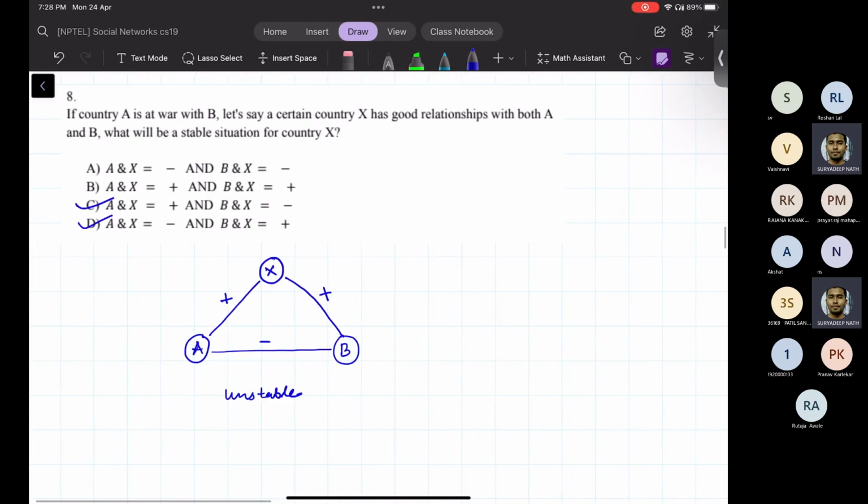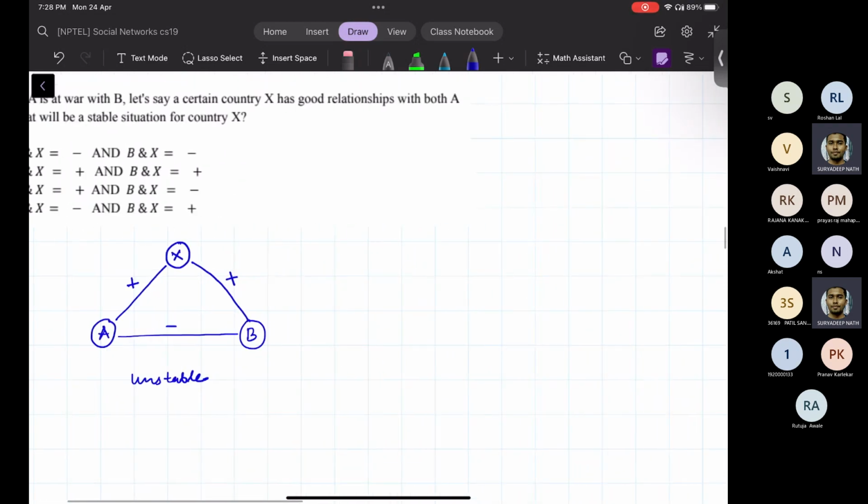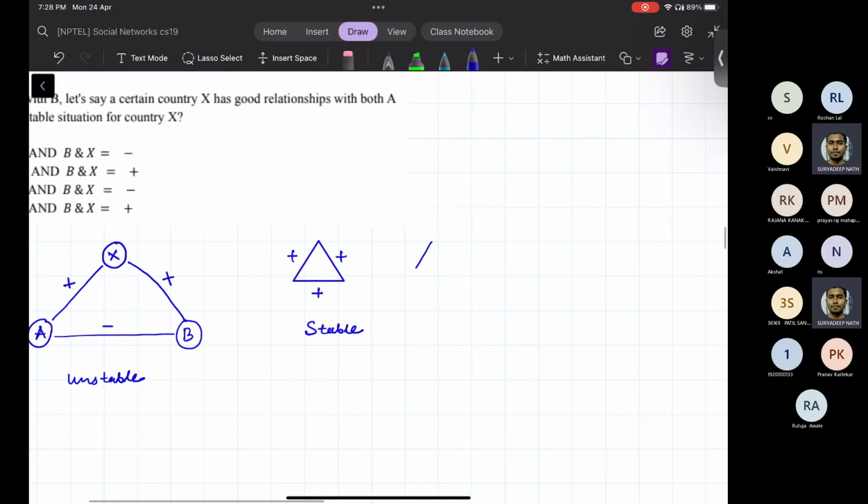Since I have come to this question, let us just recall the various types of triads that can exist. If I draw a triad like this one, you have plus plus plus. This is stable. You have a triad like this where it is plus plus minus. This is unstable.